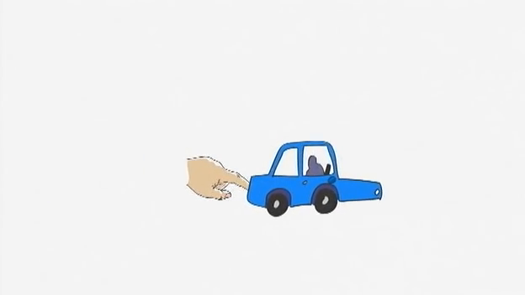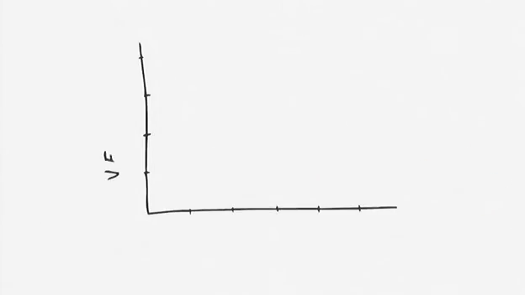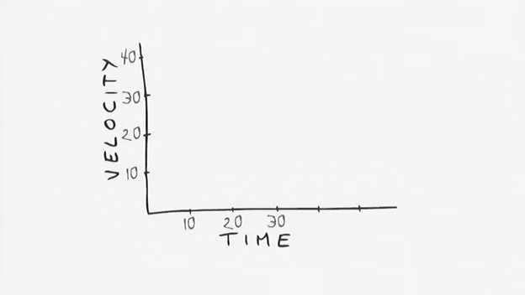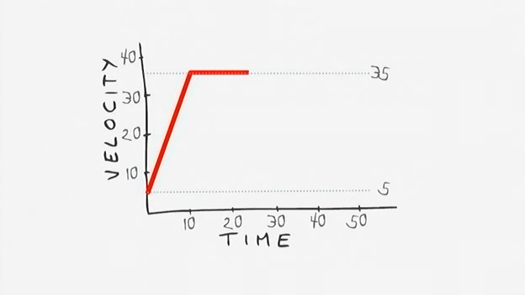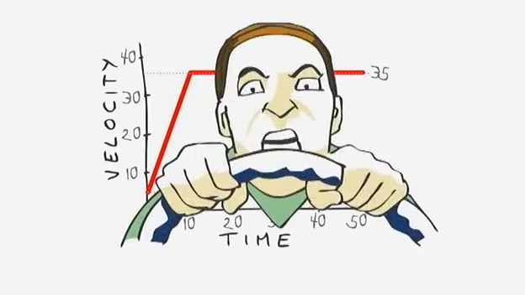Okay, just pretend this is a steady hand. Suppose a car accelerates from a rather gentle 5 metres per second to a scarily fast 35 metres per second. And suppose this speed up takes only 10 seconds. Not only is this a pretty nifty car, the driver must be a mentalist.